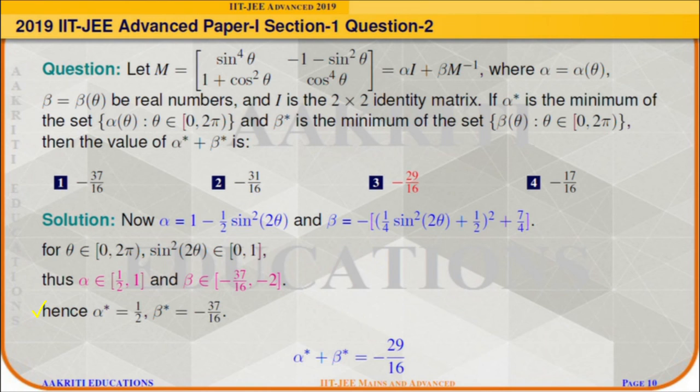Thus the minimum value of alpha will be alpha star is equal to half, and minimum value of beta will be beta star is equal to minus 37 by 16. Thus the value of alpha star plus beta star will come out as minus 29 by 16. Hence option 3 is correct.